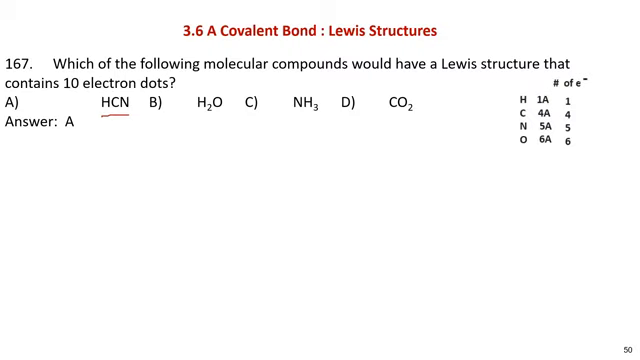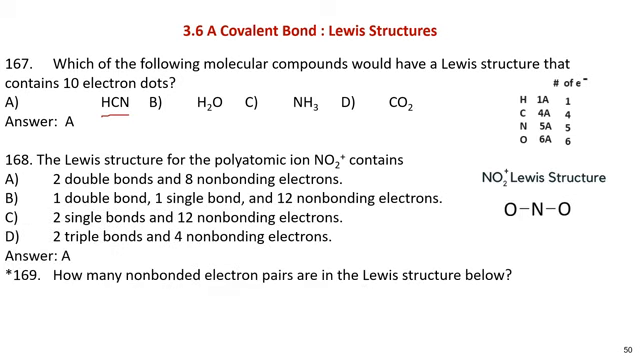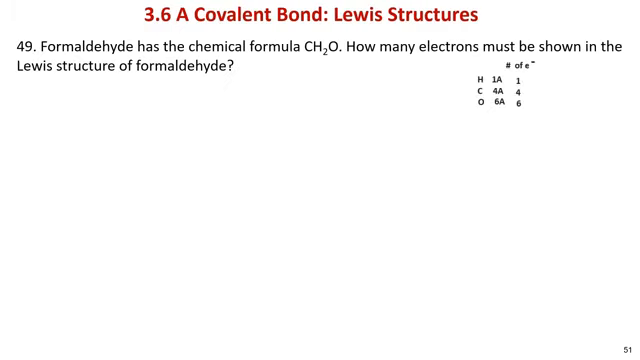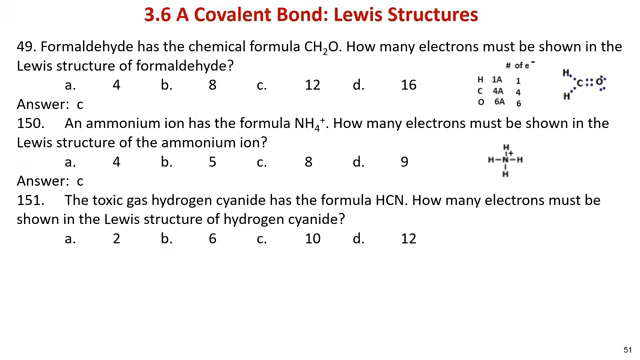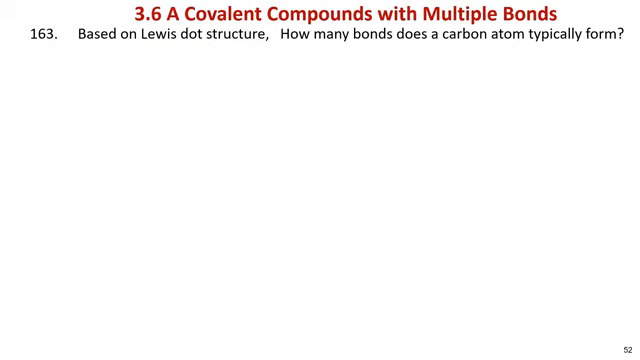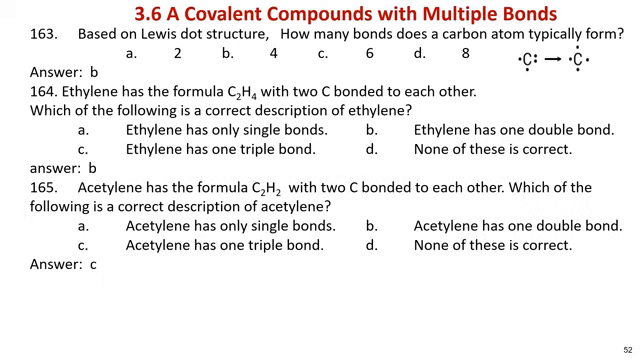Carbon makes 4 bonds. B is the correct answer. Ethylene has a double bond. Ethylene is carbon attached to CH2CH2. Acetylene has a triple bond. We look into that. This is acetylene, triple bond. This one is CH2 double bond CH2.